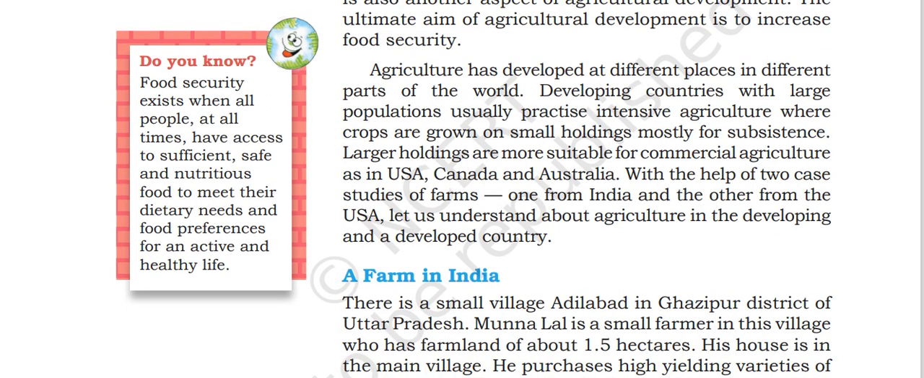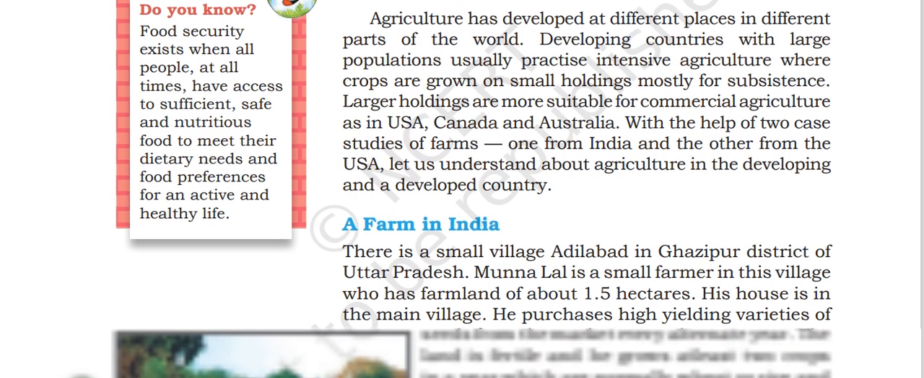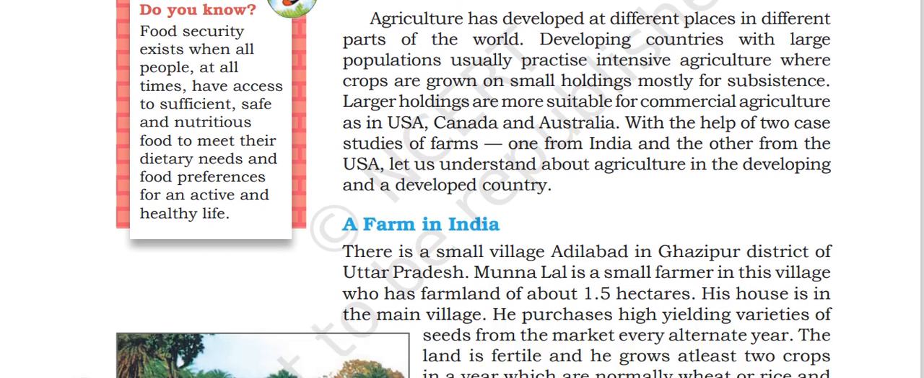Agriculture has developed in different places in different parts of the world. Developing countries with large populations usually practice intensive agriculture, where crops are grown on small holdings, mostly for subsistence. Larger holdings are more suitable for commercial agriculture, as in the USA, Canada and Australia.